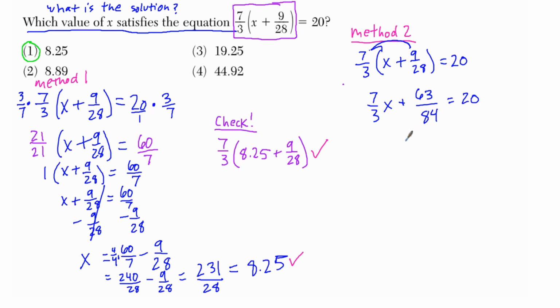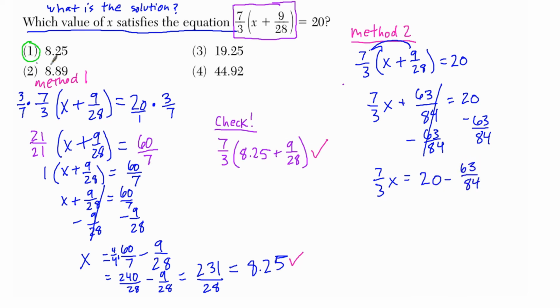So we can get rid of our constant by subtracting 63/84 from both sides of the equation, which will give us 0 on this side. We'll just cross it out. We have 7/3 x is equal to, oh boy, I don't even want to deal with this. I've got to get this over 84. What a mess.